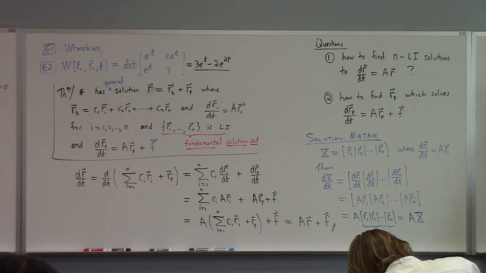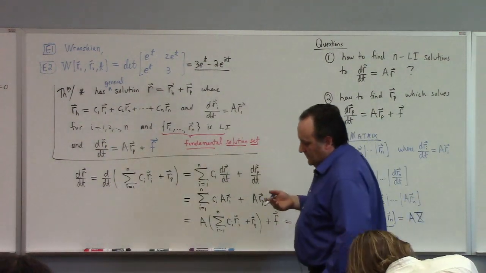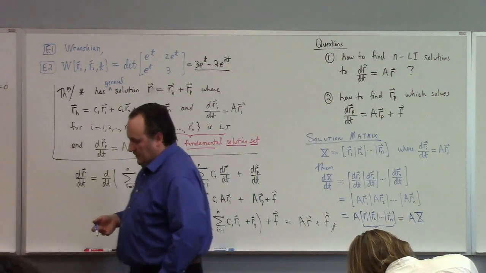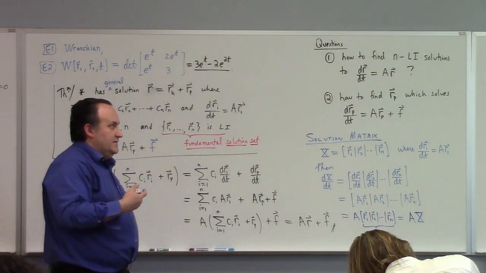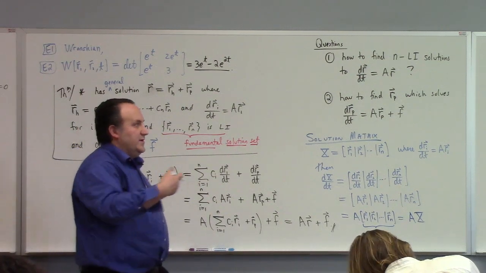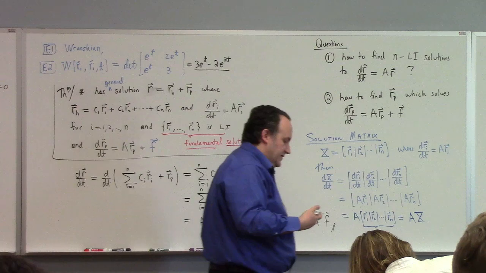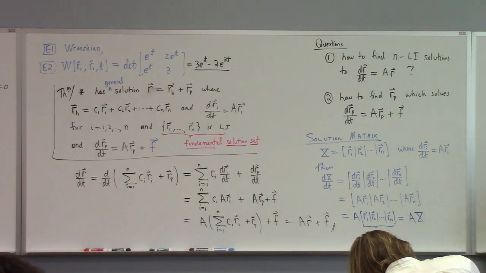In other words, a fundamental solution matrix is an invertible solution matrix. More to the point, a fundamental solution matrix has linearly independent columns. So a fundamental solution matrix is in one-to-one correspondence with a fundamental solution set. You give me a fundamental solution matrix, I can give you a set of fundamental solutions, and vice versa.